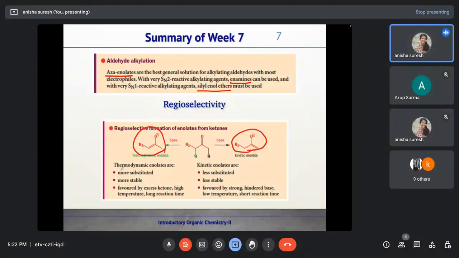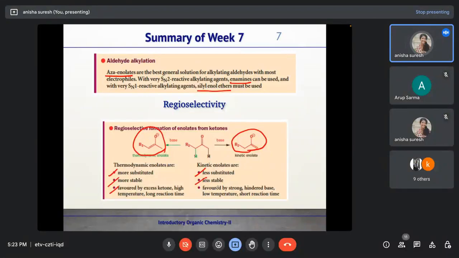So, what are the general features of the thermodynamic enolate? They are more substituted, more stable, favored by excess ketone, high temperature, and long reaction time. If the reaction time is longer, it will give rise to the more stable product, and high temperature is favored if there is excess ketone.